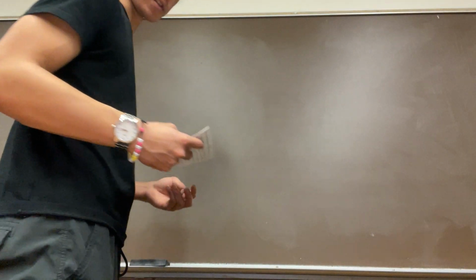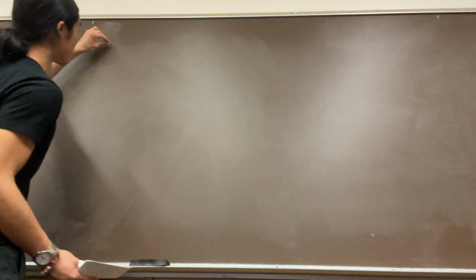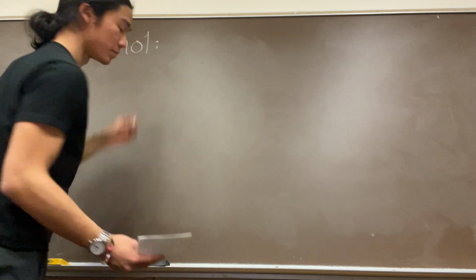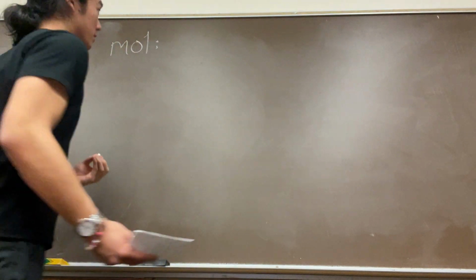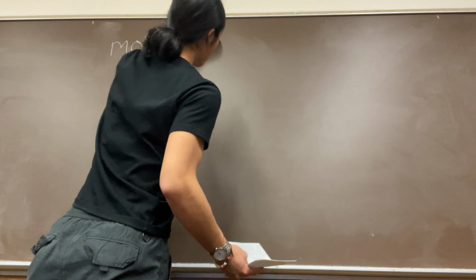Alright, so I'm talking about the concepts of stoichiometry, moles. So the first thing is a mole. What is a mole? A mole is basically a way to count molecules. So I want you to think of it as a number of molecules.